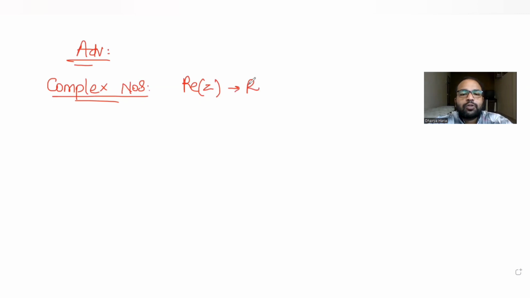Let's see today's question. Today's question we have taken from the topic of complex numbers, and we are continuing our series of questions on JEE Advanced. This question is from the year 2020, and we have been told that a complex number Z is present for which Re(Z) basically denotes the real part of the complex number.